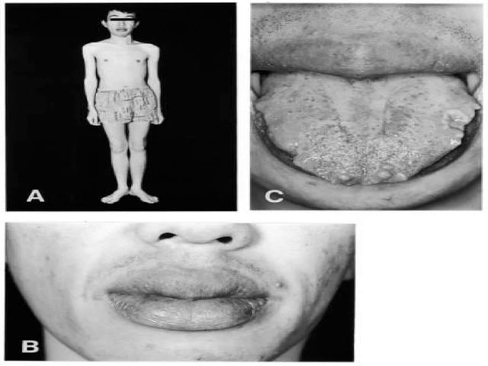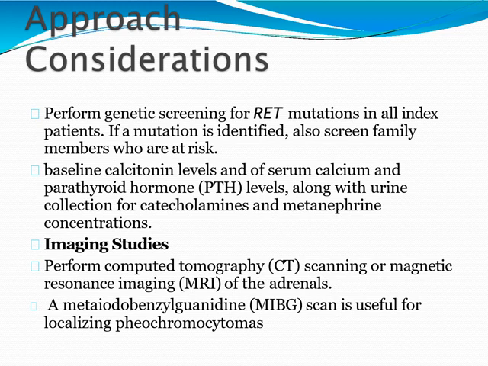Talking about how we will approach MEN2A and MEN2B at the same time. You will perform genetic screening for RET mutation in all index patients. If a mutation is identified, then you will screen the family members who are at risk. Baseline calcitonin levels, serum calcium and PTH levels, along with urine collection for catecholamine and metanephrine concentration, are done to diagnose other tumors associated with MEN2.